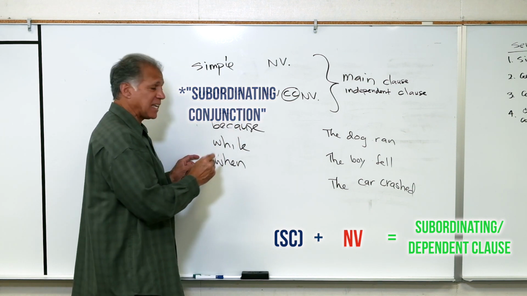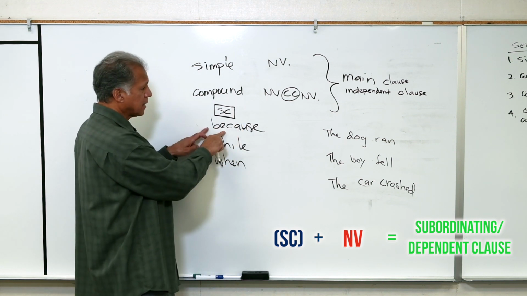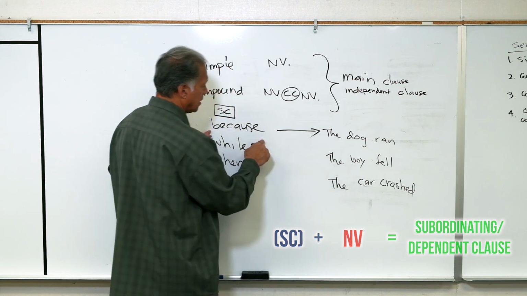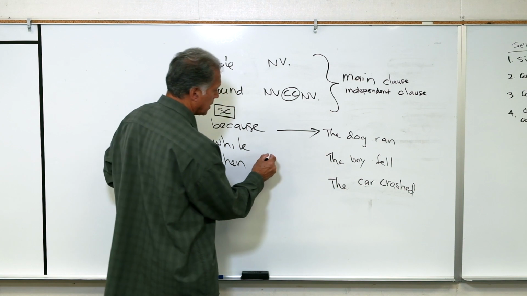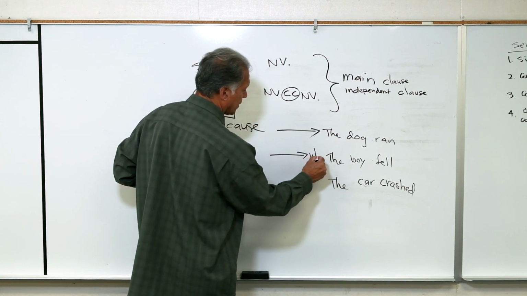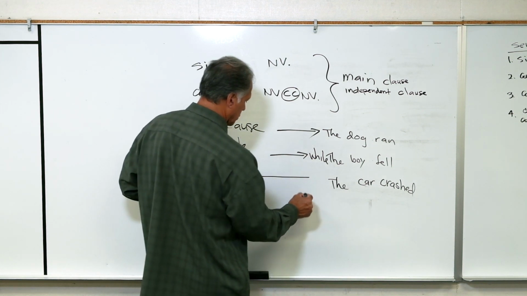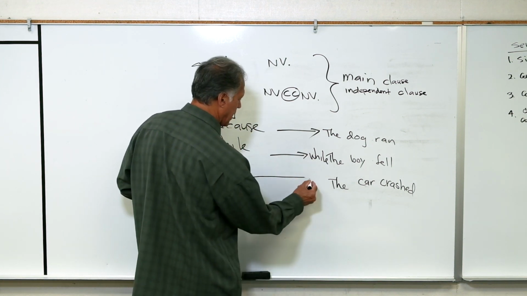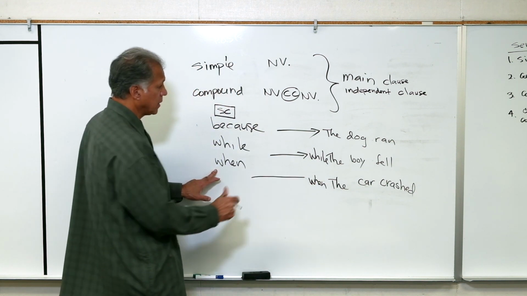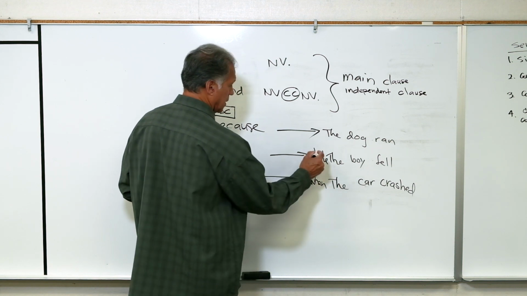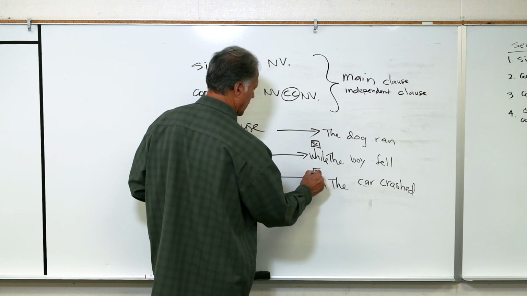We're going to call them SC. You're going to square the SC. Because, we're going to attach it. So that will become because the boy ran. We're going to attach this while the boy ran. We're going to attach this to this one, when the car crashed. So this is an SC, square it. That's an SC, square it.